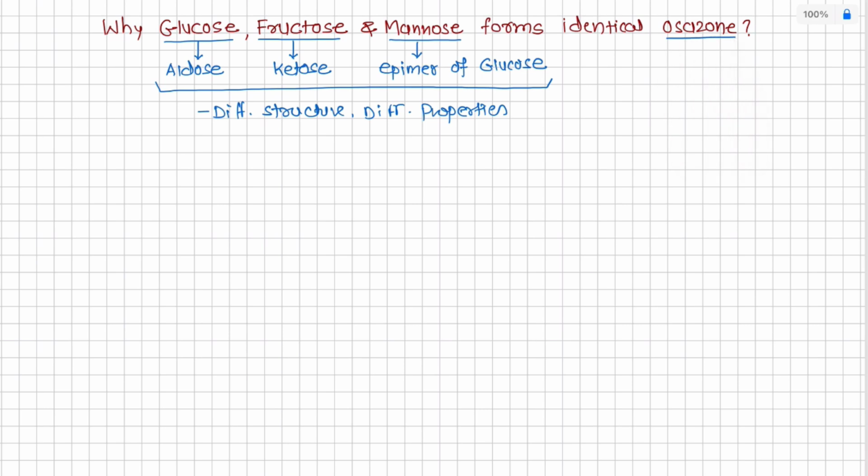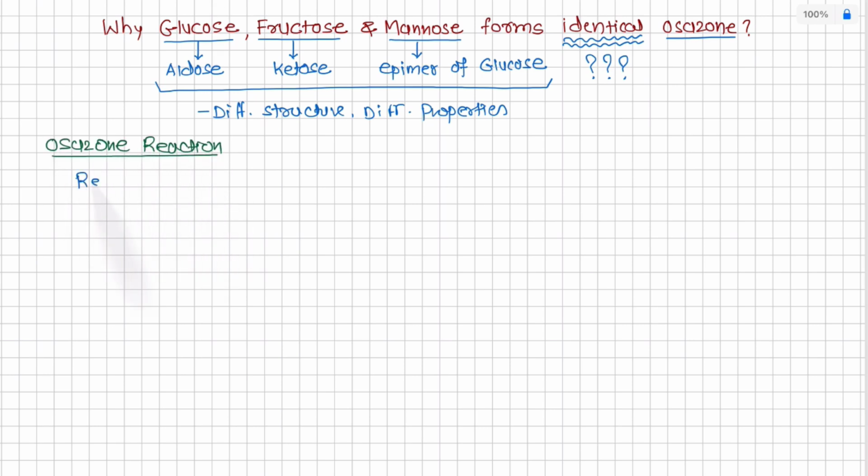They all give the exact same product, the exact identical osazone crystals. How is that possible? Let's understand the chemistry behind this fascinating phenomenon. Before we solve this mystery, let's first understand what the osazone reaction actually is.